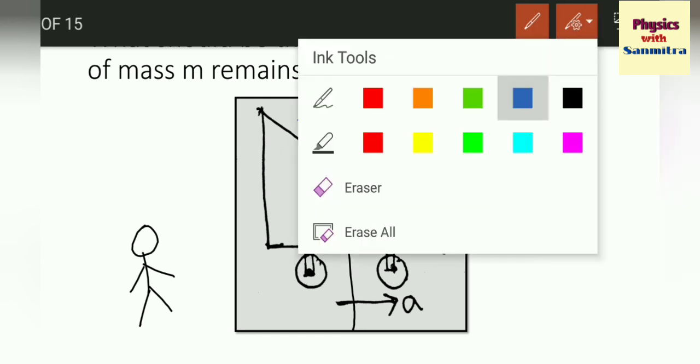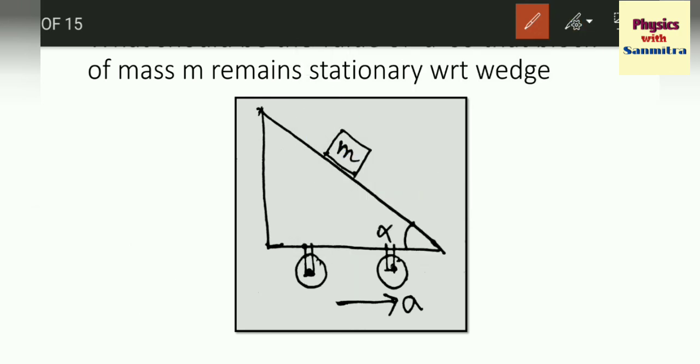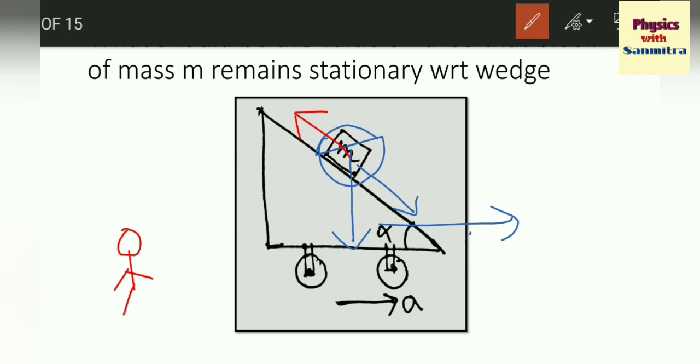Now due to gravity, what is happening? Gravity is acting downwards, so it will have a tendency to pull it downwards. This wedge is moving forward, and the block wants to stay here, so it will have a tendency to move upward. So these two can balance for a certain value of a, so that this mass remains stationary with respect to the wedge. This I am observing from the point of view of an observer outside the frame.